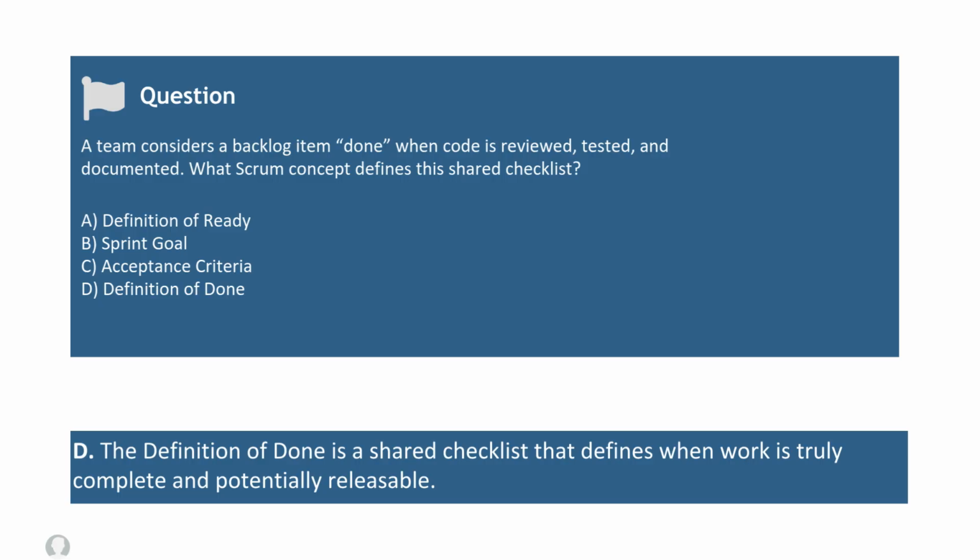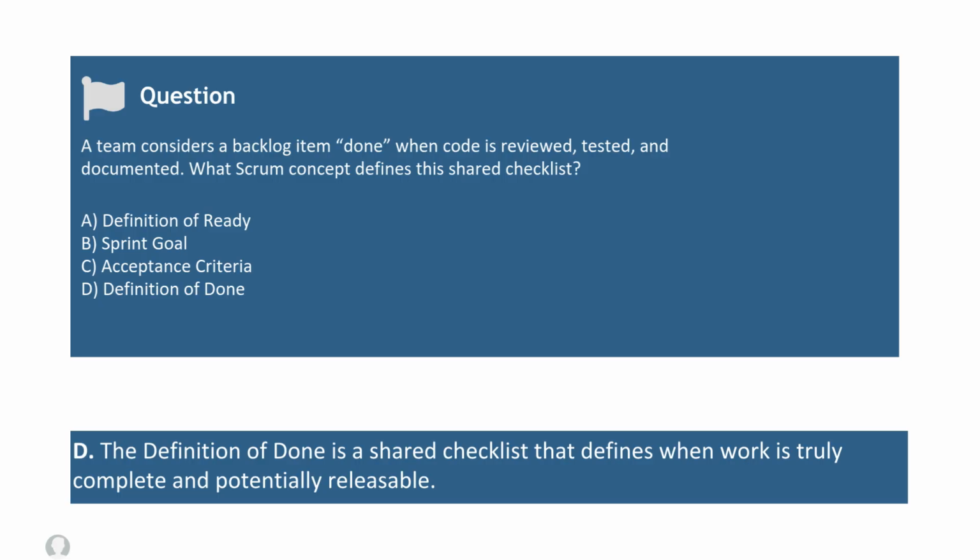The definition of done is a team's shared agreement on what done actually means. Code reviewed, tested, documented, and deployed to a specific environment, as agreed by the team and organization. It applies to every user story item and ensures each increment is potentially releasable.